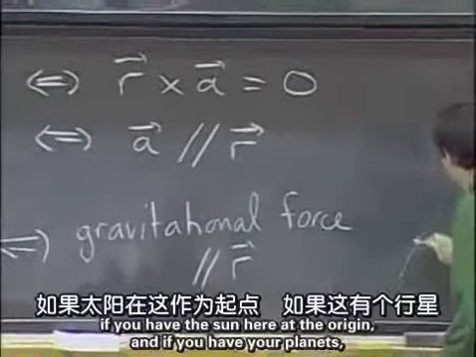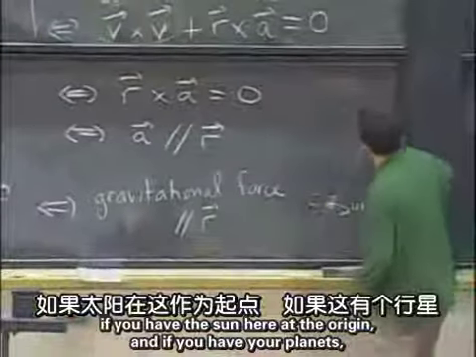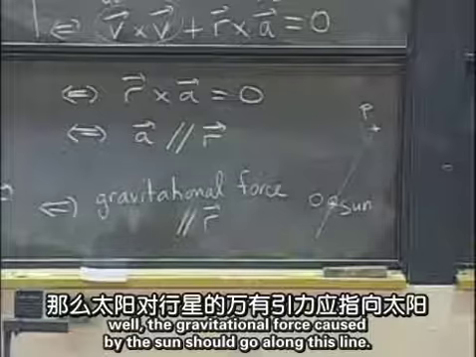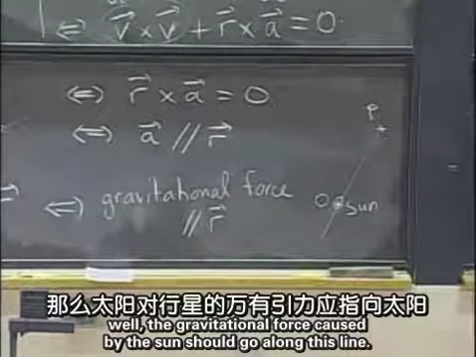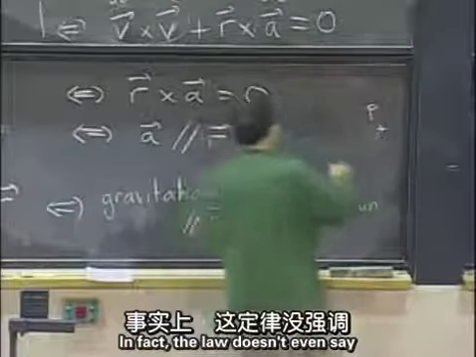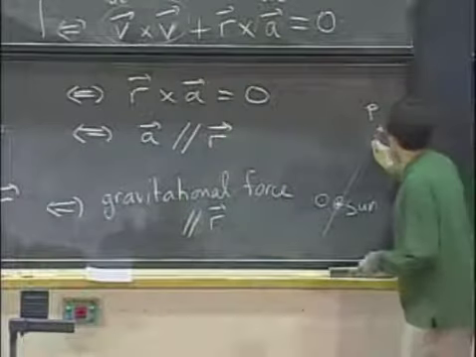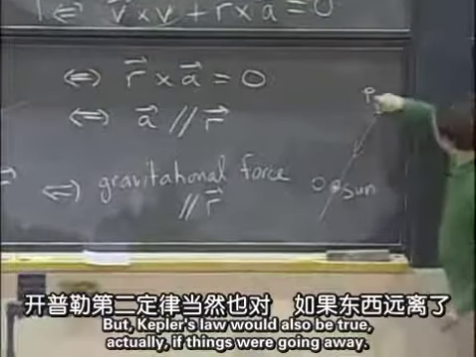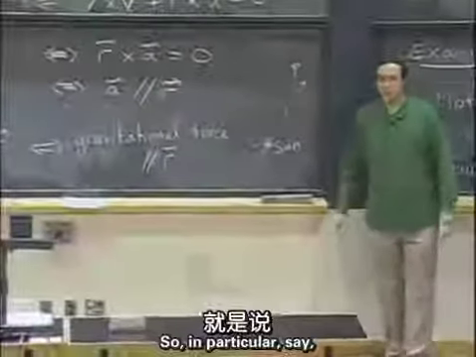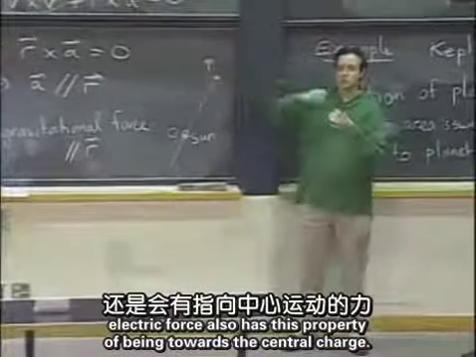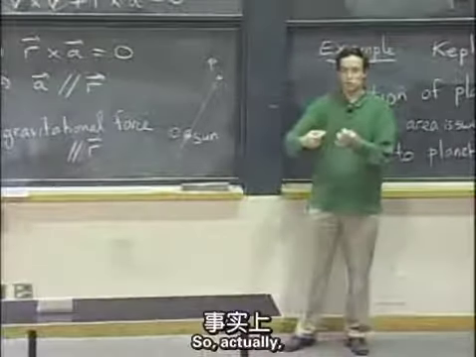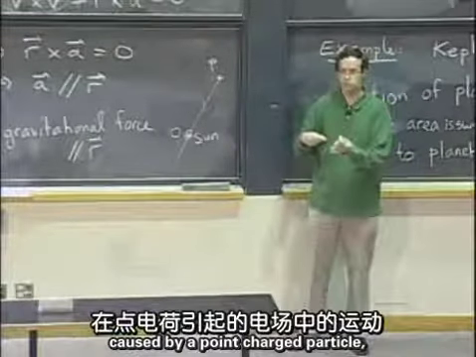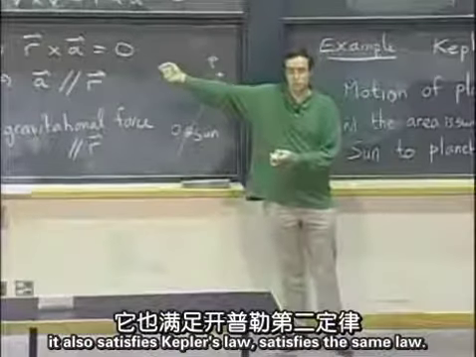That means, well, if you have the sun here at the origin, and if you have your planet, well, the gravitational force caused by the sun should go along this line. In fact, the law doesn't even say whether it's going towards the sun or away from the sun. Well, what we know now is that, of course, the attraction is towards the sun. But Kepler's law would also be true if things were going away. So in particular, say, electric force also has this property of being directed towards the central charge. So actually, if you look at motion of charged particles in an electric field caused by a point charged particle, it also satisfies the same law.